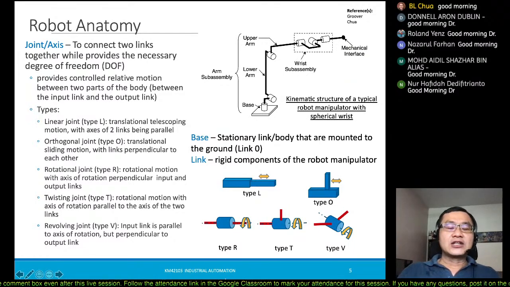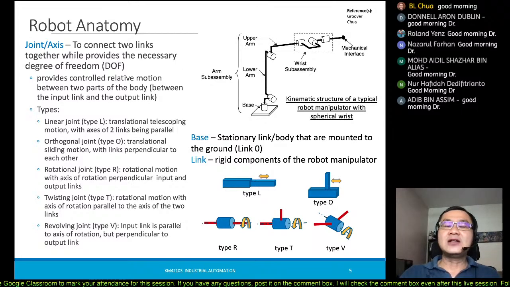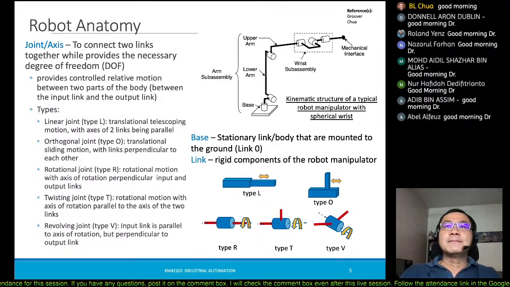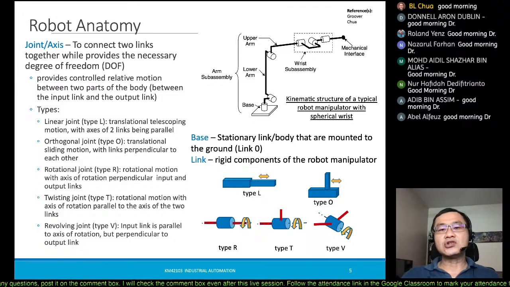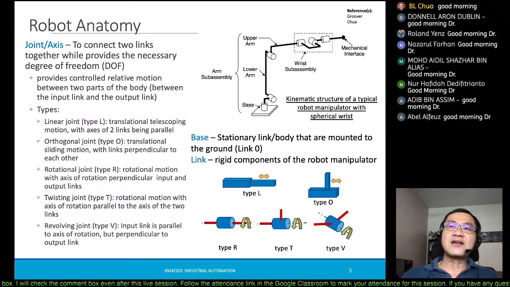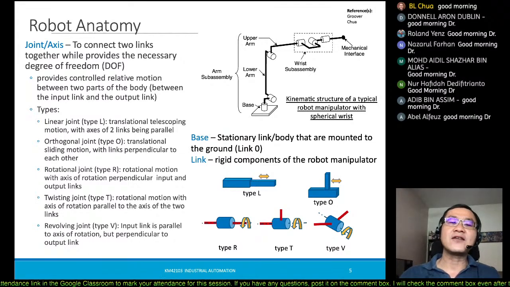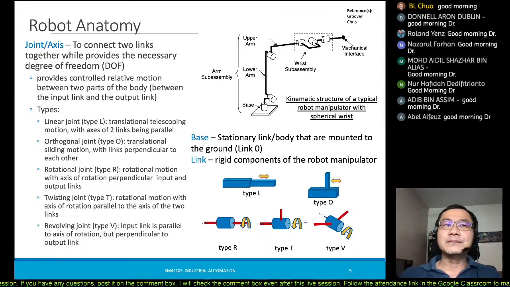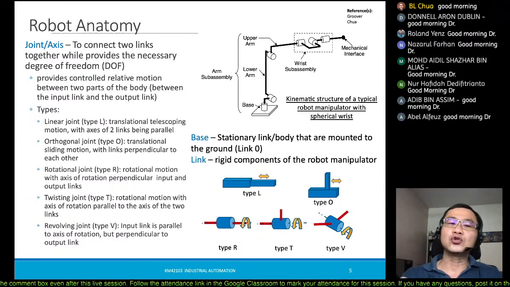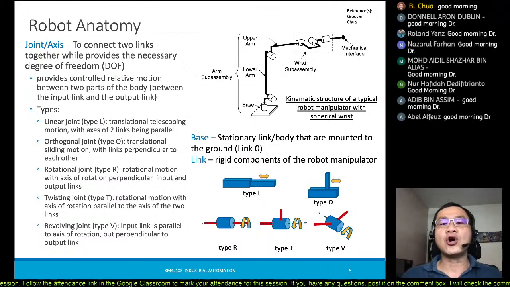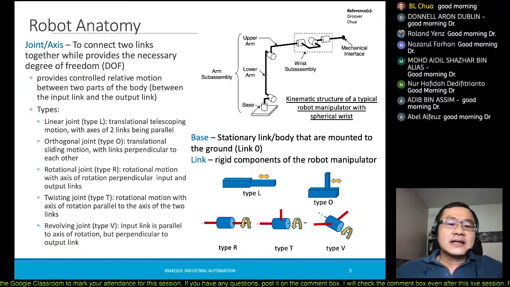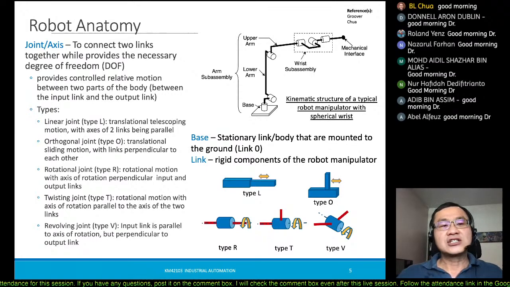Now we come to the robot anatomy. As we say, it is intended to replace humans, meaning the main task to replace for the time being is the physical task, because it doesn't have so-called intelligence so far, and it doesn't have the kind of senses that humans have. So the main task that it can replace is the physical task, which involves the use of a manipulator or hand. We want to manipulate an object or do certain tasks on the object using the so-called industrial robots.